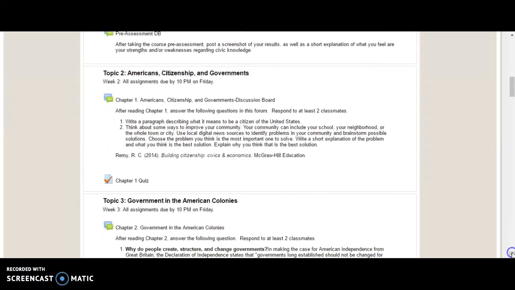Topic 2 goes over Chapter 1 of our text. I've asked that all assignments be due by 10 p.m. on the Friday of that week. If it is a longer activity or a longer topic, they will be given till the next Friday. Chapter 1 covers Americans, what it means to be an American, where all these Americans came from, citizenship, what it means to be a citizen, what our roles and responsibilities are, and then governments.